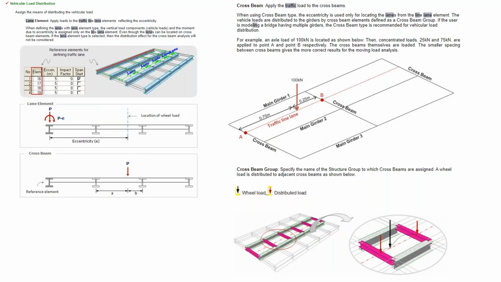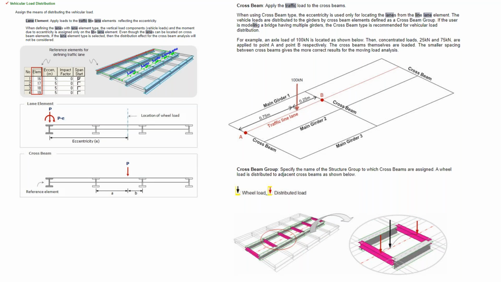I'm going to talk a little bit about the live load distribution because MIDAS has two options. One is to define the lane elements. This is very typical in a spine model. We use that in a regular bridge. We define the spine model, we define the lane elements, which is basically the spine elements, and then we define the eccentricity of the lane.